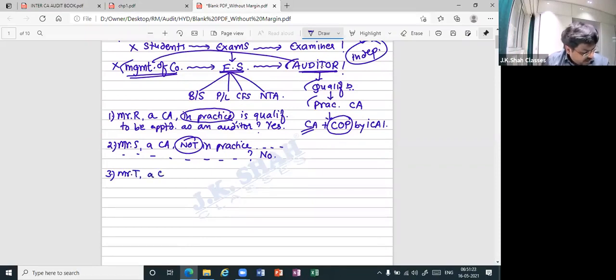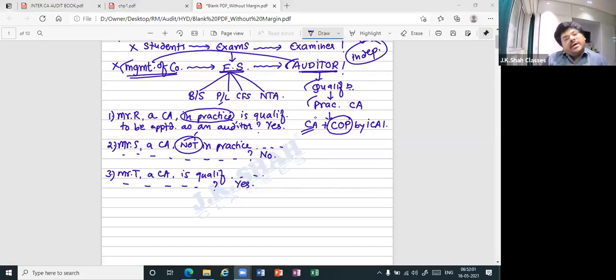And the last one, the important one. Mr. T, a chartered accountant, other things remaining the same, is qualified to be appointed as an auditor. Now think and answer. Yes or no? Yes. Why yes? Somebody is still saying no. Correct. Here the question has not told whether in practice or not in practice. That's why I told you, by default, whenever the question does not mention whether in practice or not, we always assume that they are practicing chartered accountants. And therefore the answer will definitely be yes.